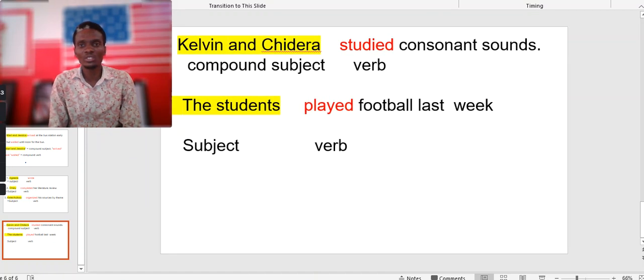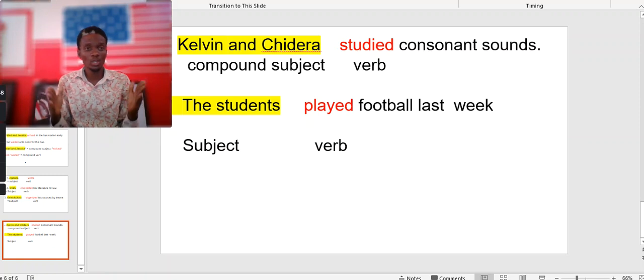Kelvin and Chidera studied consonant sounds. Kelvin and Chidera here, compound subjects. Your verb is studied. Consonant sounds here serve as the object. It is your object. Kelvin and Chidera, compound subjects, while studied is your verb. Consonant sounds, your object.